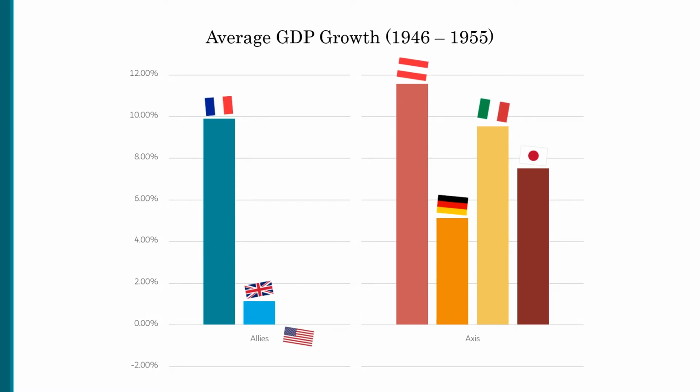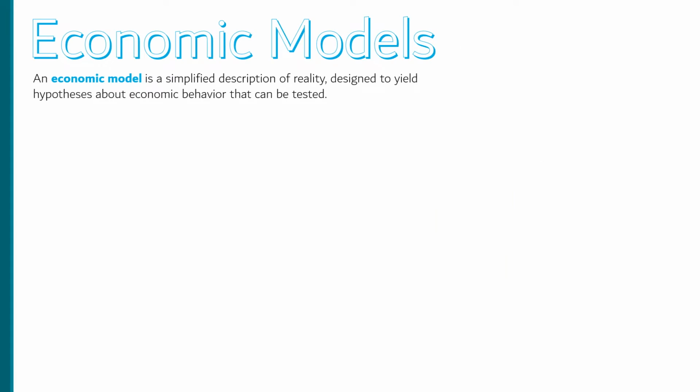France, where the economic devastation was greatest among the Allies, was the fastest growing. But the United States, which saw very little combat within its borders, stagnated for the 10 years following the war. But Austria, Germany, Italy, and Japan all had growth rates which were higher than the average for the world. These economies doubled in size after the war or more. So what gives? To find an answer to the mystery, we need an economic model.